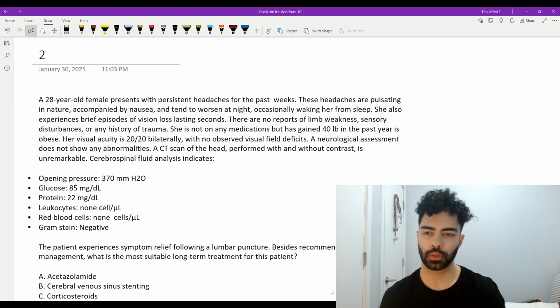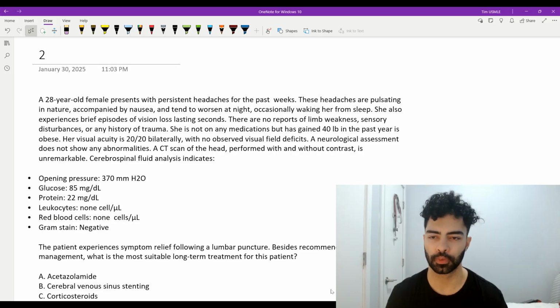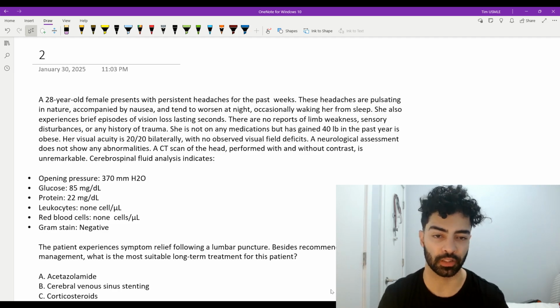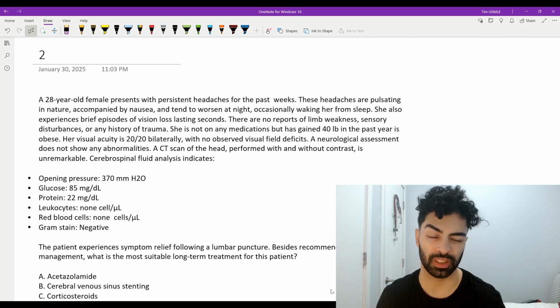Okay, so we're going to do this question. It's about a 28-year-old woman who has persistent headaches for the past week. Headaches are pulsating in nature, and she's nauseous. They're worse at night, and they wake her up from her sleep. The combination of headache and nausea makes me think of increased intracranial pressure.